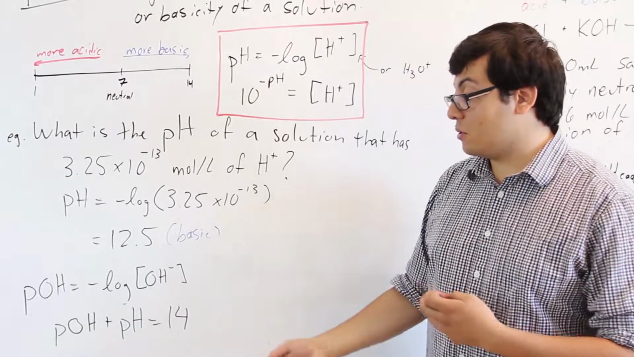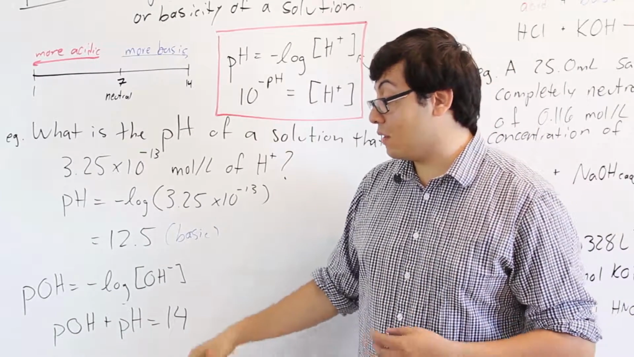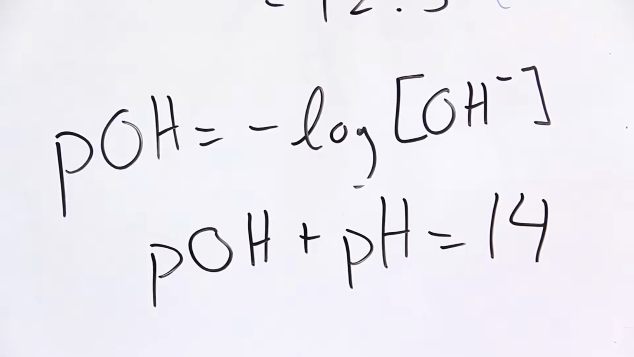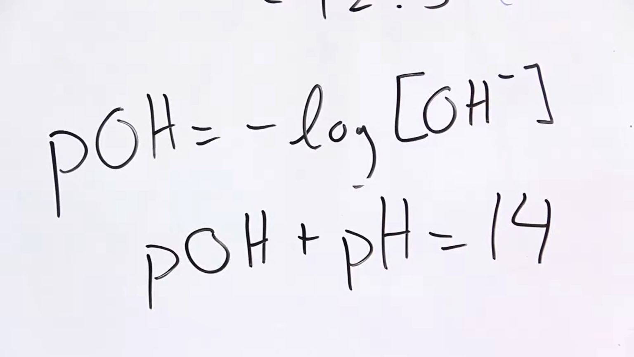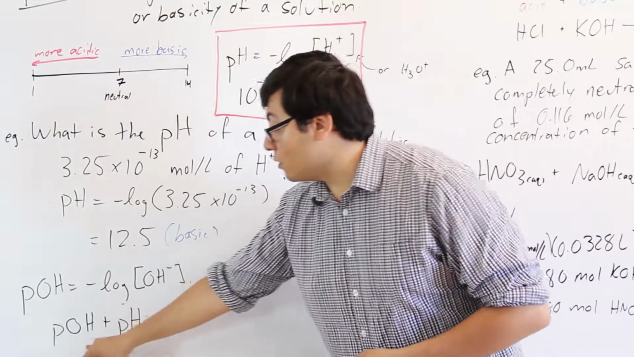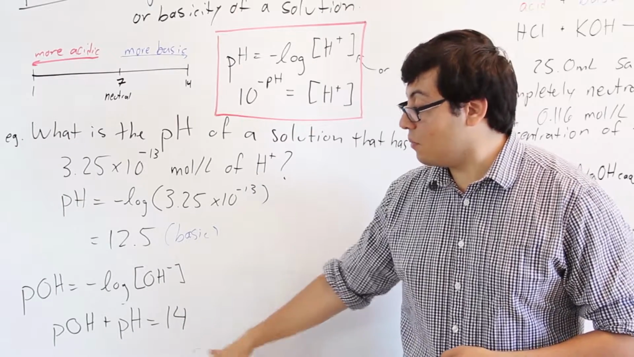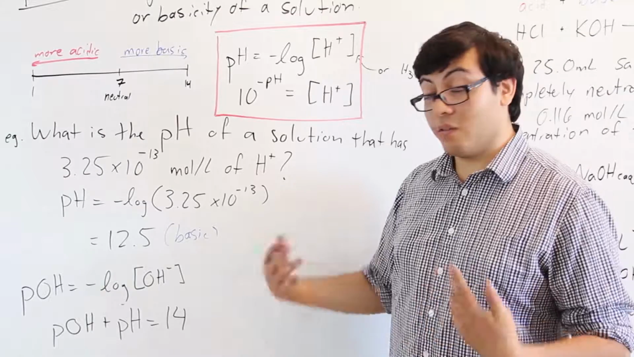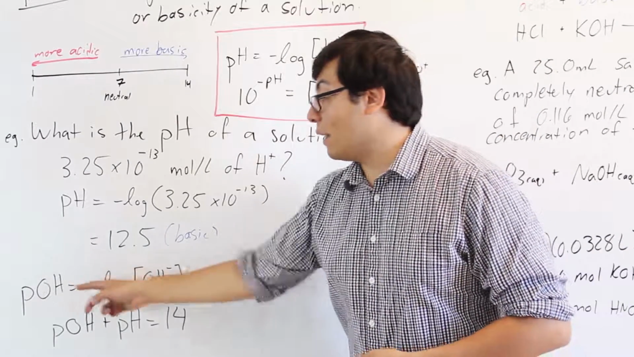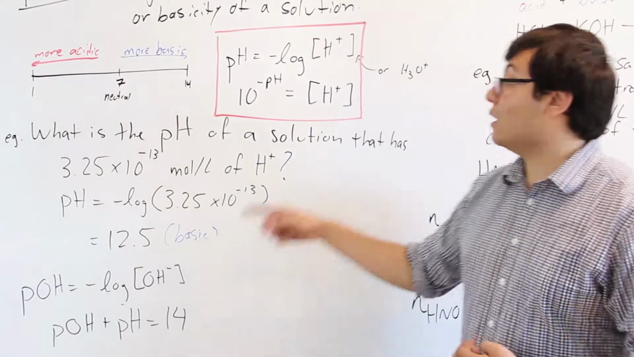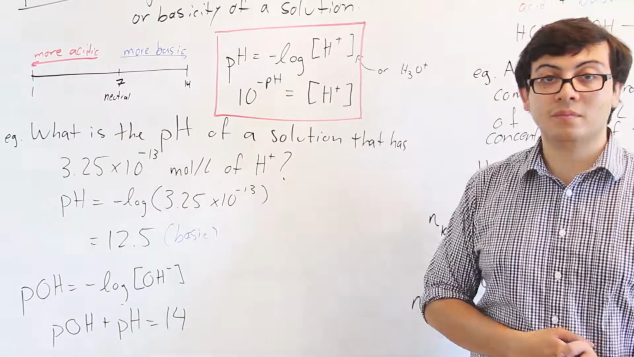pOH is similar to pH, but instead of taking the log of H plus, we're going to take the negative log of OH minus. This is useful if you're given information about hydroxide, OH minus, but not H plus. So you can always convert by using this equation right here: pOH plus pH equals 14. So if you're given the OH minus concentration, you can calculate the pOH, plug it into this, get the pH, and then calculate your H plus concentration.